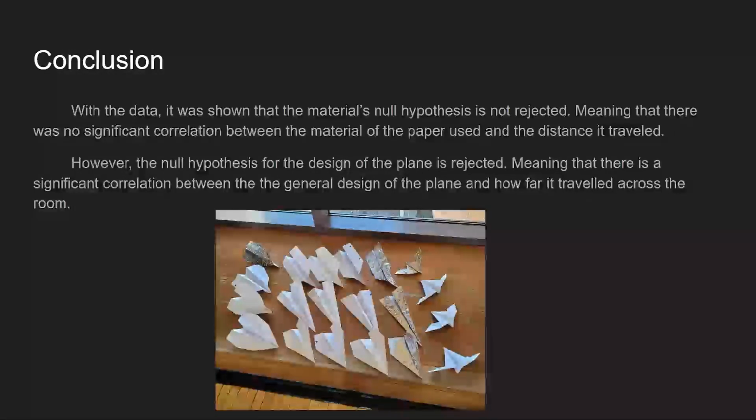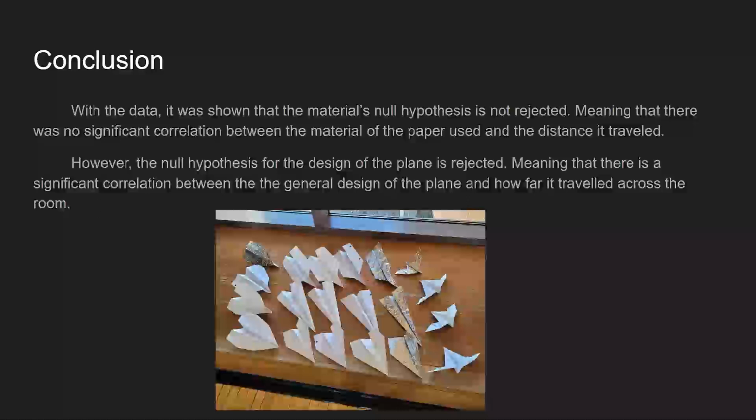So now we get into the conclusion. With the data, it was shown that the material's null hypothesis is not rejected, meaning that there was no significant correlation between the material of the paper used and the distance it traveled. However, the null hypothesis for the design of the plane is rejected, meaning that there is a significant correlation between the general design of the plane and how far it traveled across the room.